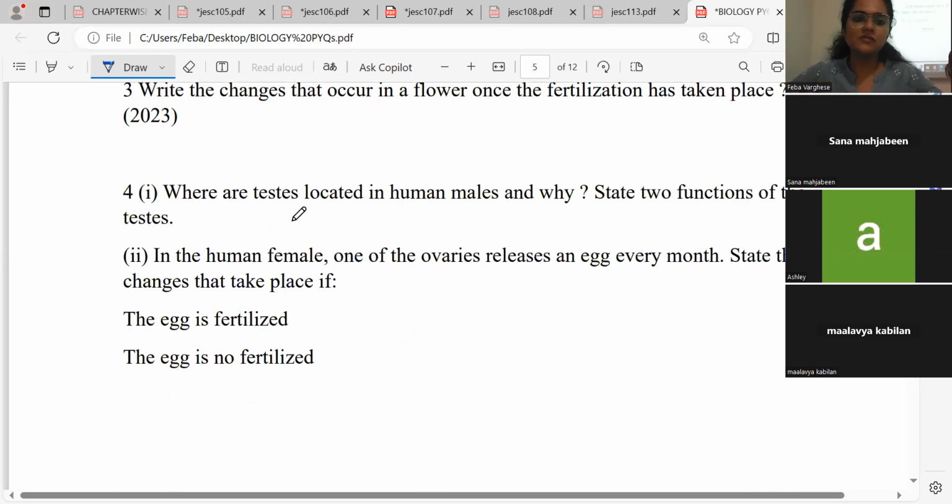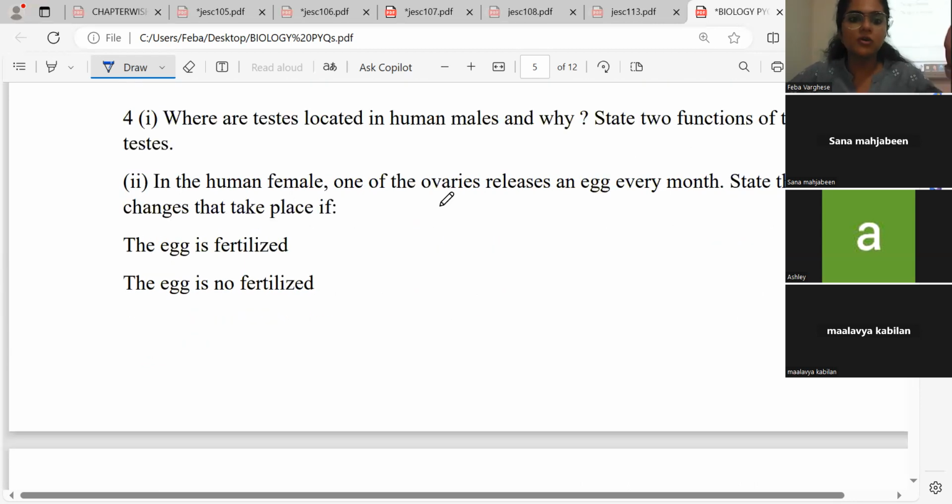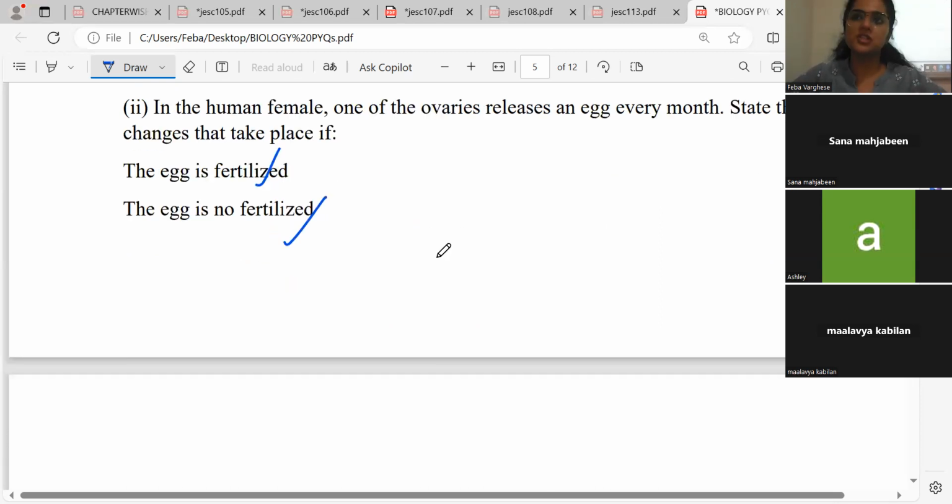Now, where are the testes located in human males and why? They are in the scrotal sac in order to reduce the temperature, so that sperm production can happen. Say two functions of the testes: it releases testosterone, and it also produces sperm cells. In human females, one of the ovaries releases an egg every month. Say the changes that take place if the egg is fertilized. The egg is fertilized, it gets implanted, placenta formation happens, the baby grows for 9 months, and then rhythmic contraction of the uterine walls occurs. If the egg is not fertilized, menstruation occurs.